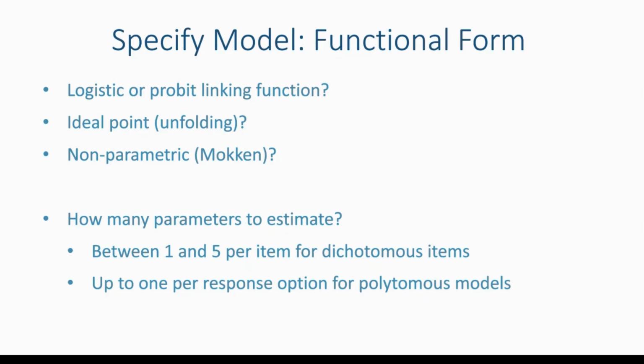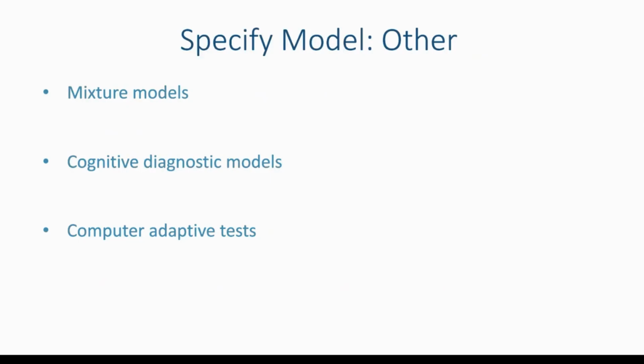And then another thing you need to really consider when you're estimating your models is how many parameters you are trying to estimate. So between 1 to 5 parameters could be estimated for your dichotomous items, depending upon the IRT model you identify as most appropriate. Or you could consider different dichotomous IRT models and compare how the results look across those to give you the best understanding of your data. And then when we're dealing with polytomous data, you can have up to one per response option when you're estimating the model parameters.